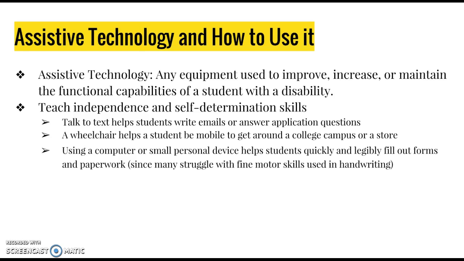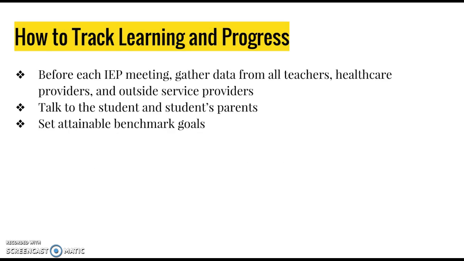So assistive technology is also important. It's defined as equipment used to improve, increase, or maintain functional capabilities of a student with a disability, and it's really used to teach independence and self-determination. So examples would be like talk to text, which helps write emails, answer application questions, make sure spelling's right, punctuation's right. A wheelchair, which could just help with mobility, or using a computer to get around the struggle of fine motor skills such as handwriting.